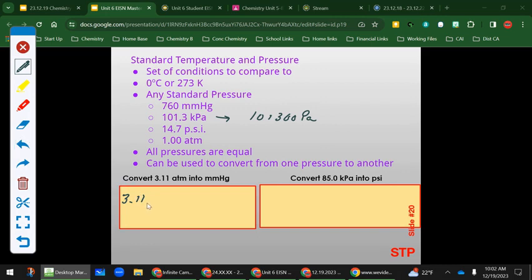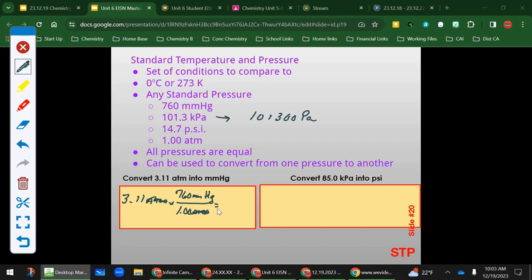ATMs. And we are going to make a conversion factor. What goes on the bottom of this conversion factor, ladies and gentlemen? Why? Only way to cancel out ATMs. What goes on the top? 760 something. I don't know if I have mercury. MMHG.